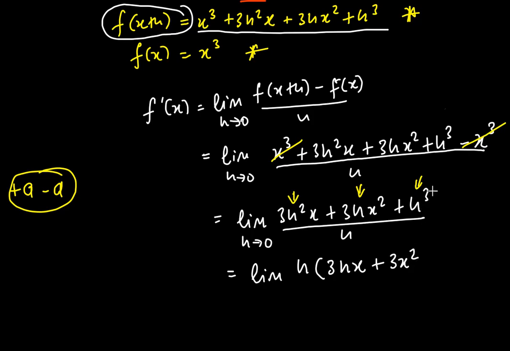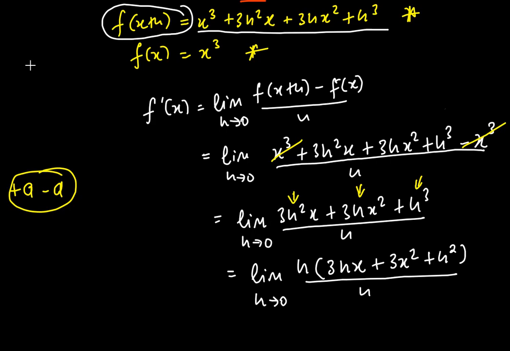Then here there are 3 of the h, right? So if I take out 1, it means I'm left with 2. Okay, I'm left with 2. Then that is what we have there, all divided by h as h approaches 0.